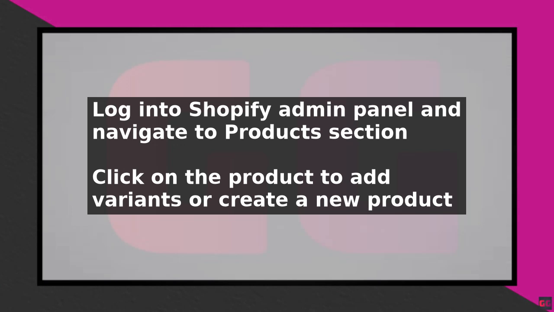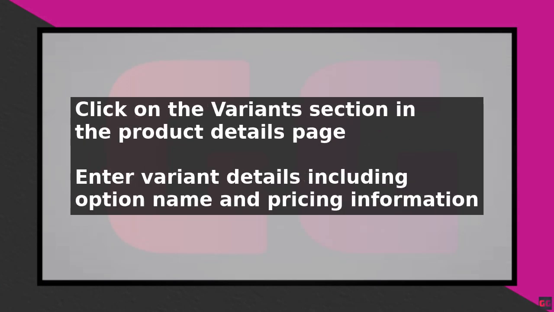If you don't see the Variants section, click on the More Actions drop-down and select Edit Product. In the Variants section, click the Add Variant button. You will be prompted to enter the variant details, including the option name, option values, and pricing information.